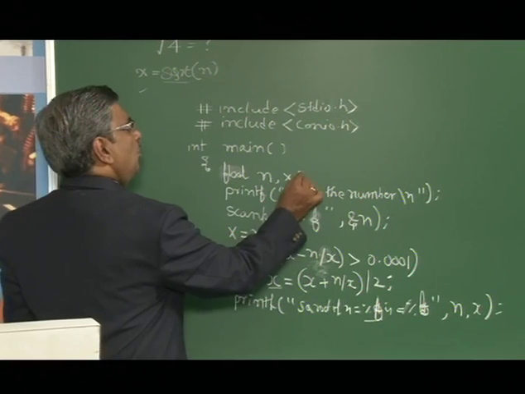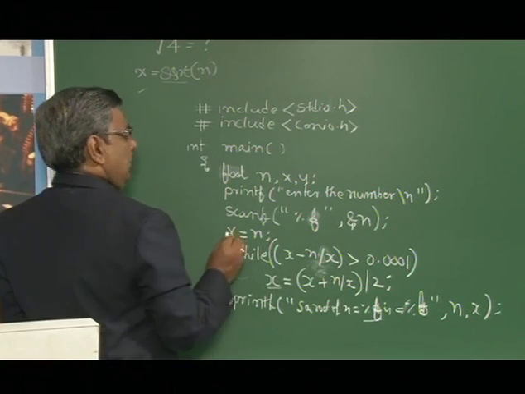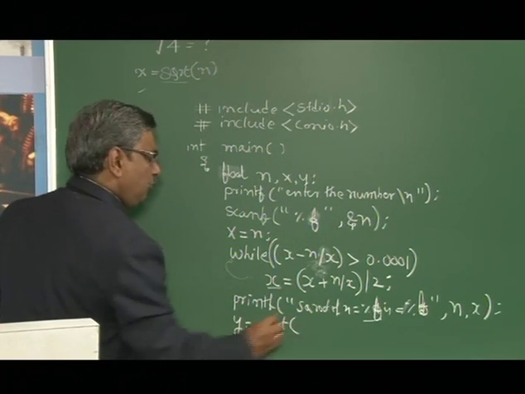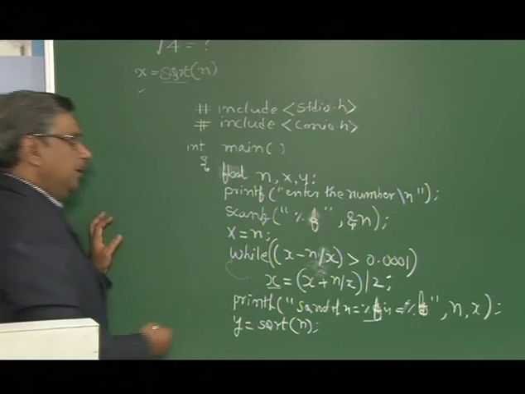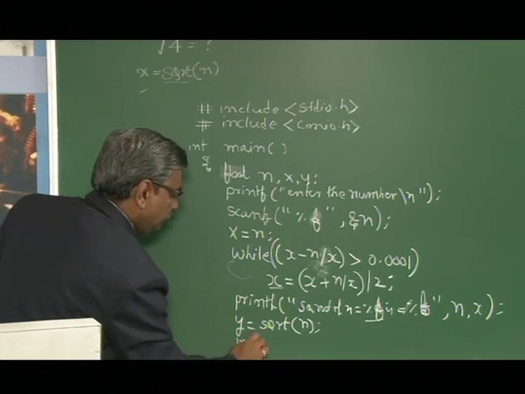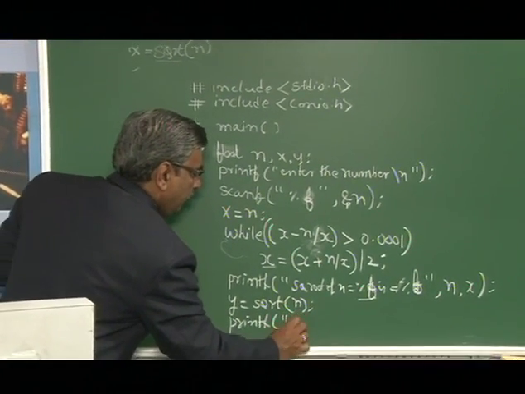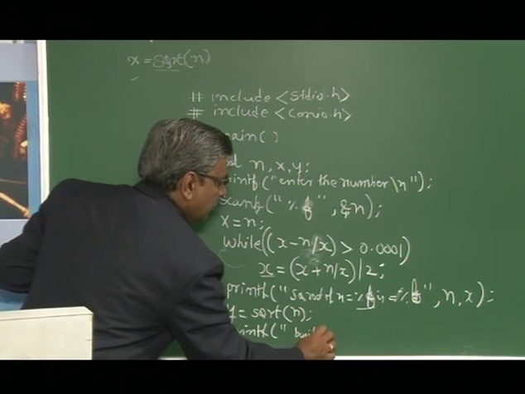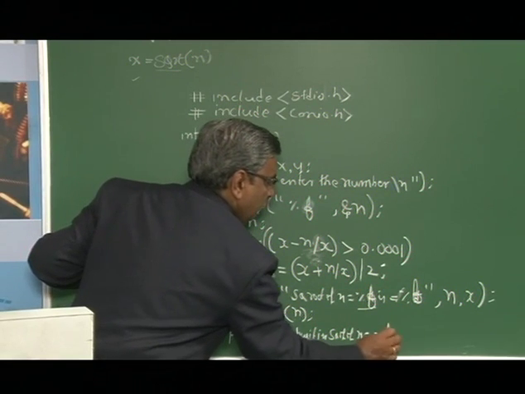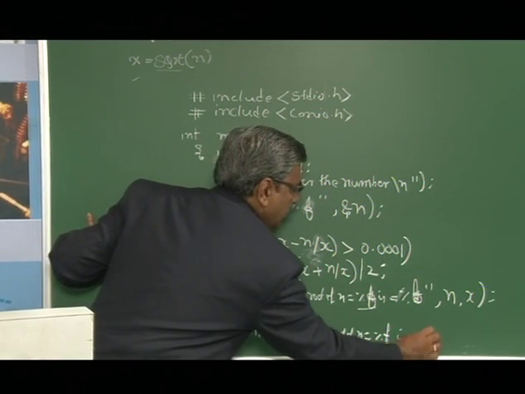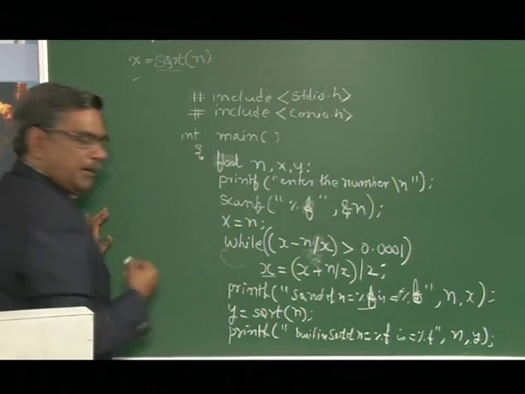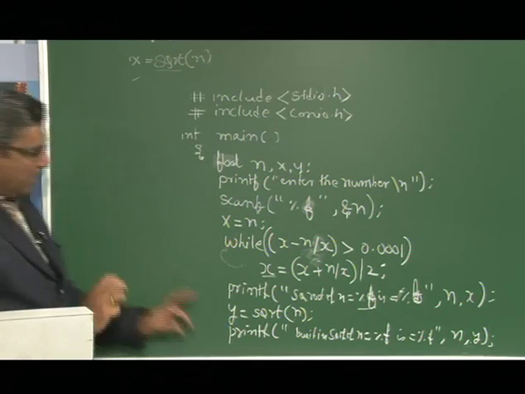Let us introduce one more variable, say y. Y is equal to the square root built-in function, square root of n, assigned. So y will now hold the square root built-in function value. You print it using printf: built-in square root of n equal to %f is equal to %f. Here you print n and y. Y is the value you are computing, and the square root of that you are assigning to y.